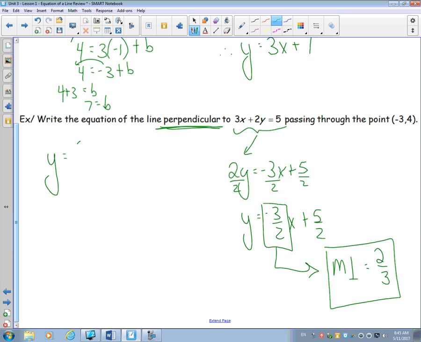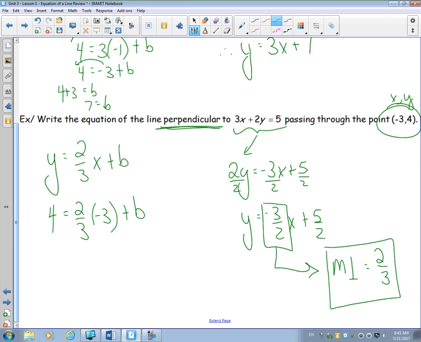Y equals 2/3 x plus b. I can get b if I know an x and a y, and sure enough, I do, x and y. So 4 for y, x is -3.